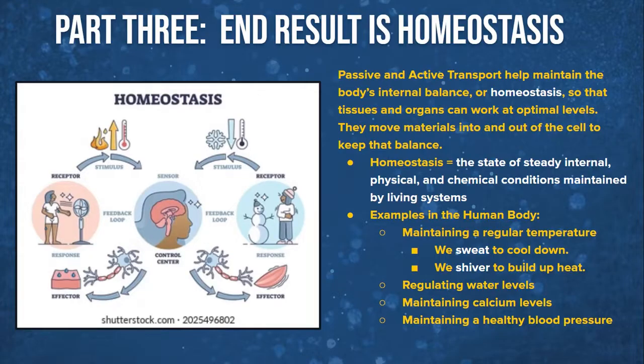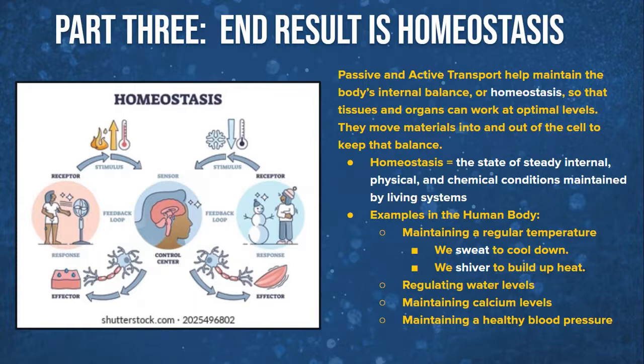The last part of our notes: we have passive and active transport help maintain the body's internal balance. So this is really important. This is why your body has this happen to all of its cells. Homeostasis is really important to understand. And we define homeostasis as the state of steady internal physical and chemical conditions maintained by living systems. It's a characteristic of living things that they maintain homeostasis, balance.